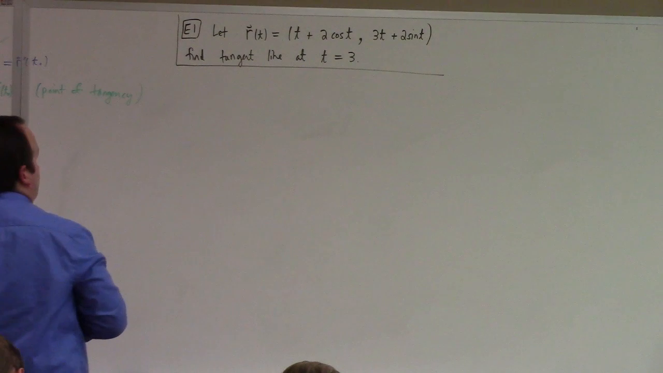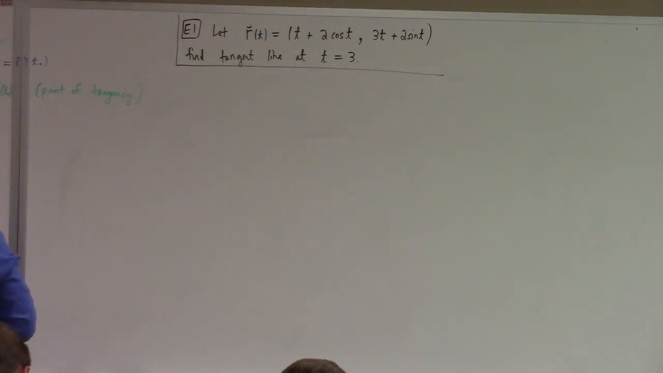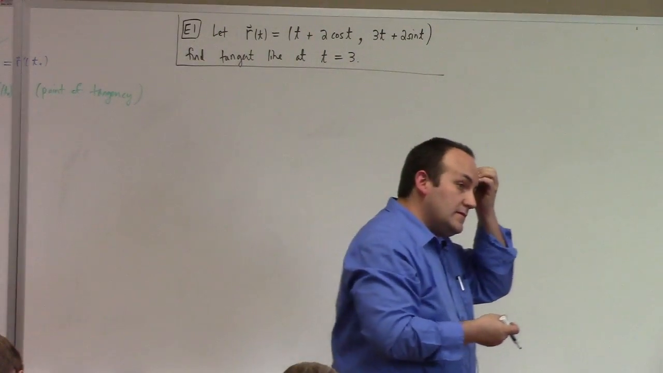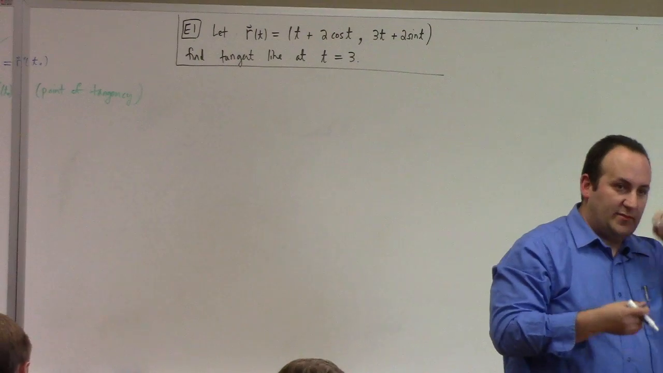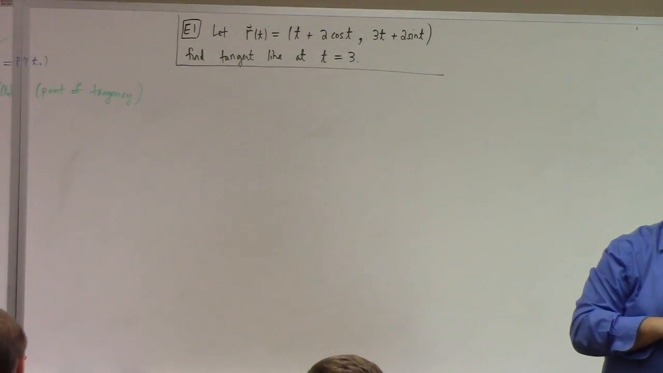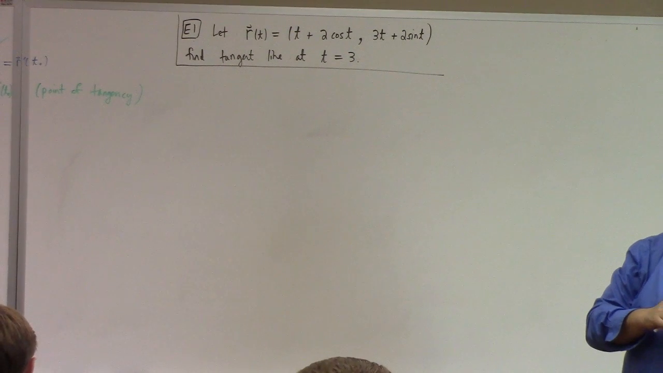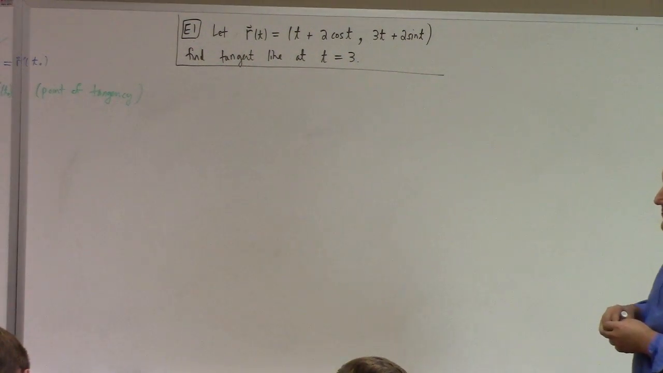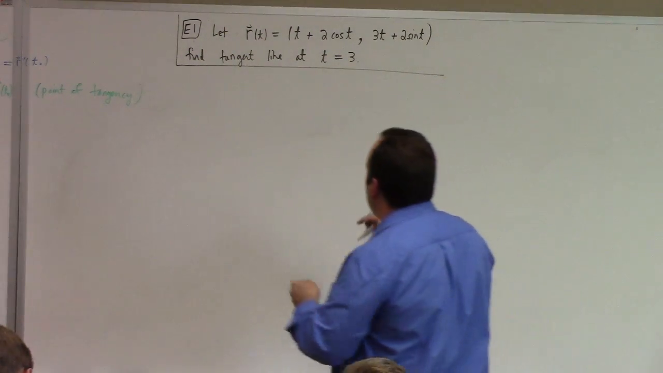So we could find the tangent line at t equals 3. So I've introduced lambda as a separate parameter. The lambda parameterizes the tangent line, whereas t parameterizes the curve. Okay, so we're looking for gamma of lambda in my current notation. So what do we have to do?